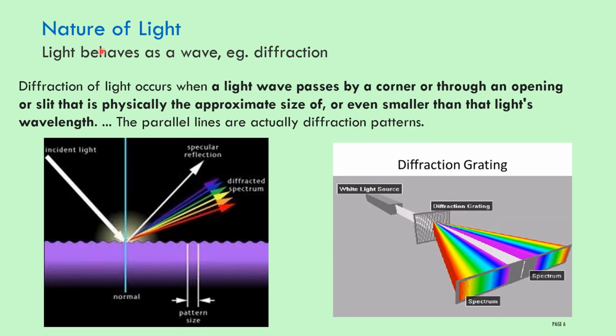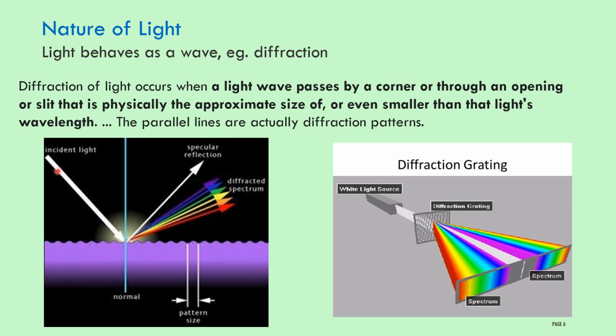Nature of light. Light behaves as a wave, for example, diffraction. Diffraction of light occurs when a light wave passes by a corner, or through an opening or a slit that is physically of the appropriate size or even smaller than the light wavelength. Then you can see the pattern of diffraction. The parallel lines are actually diffraction patterns.